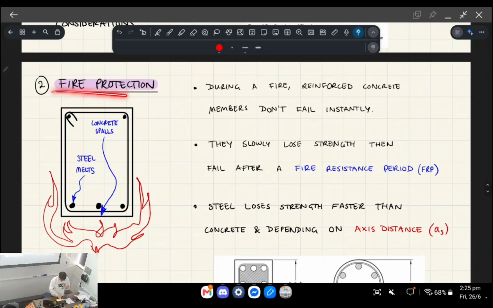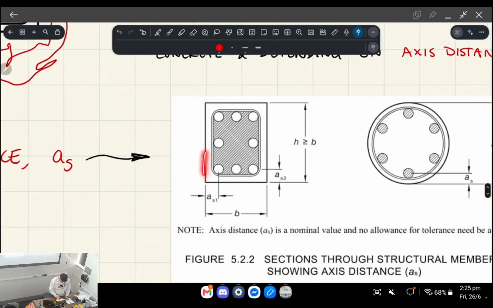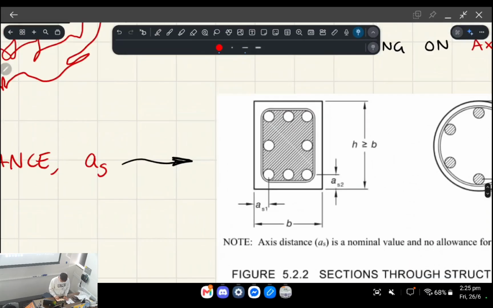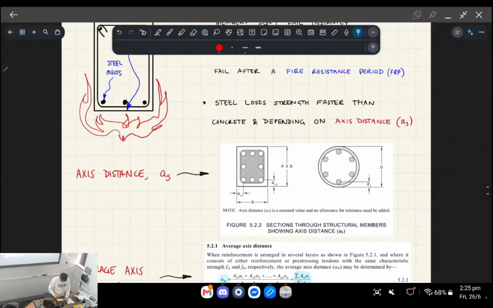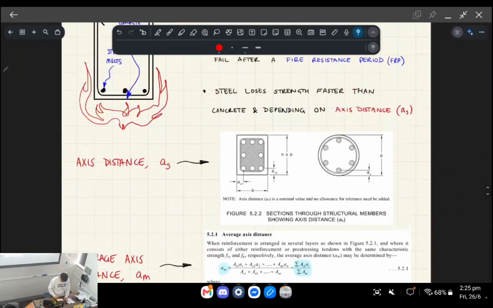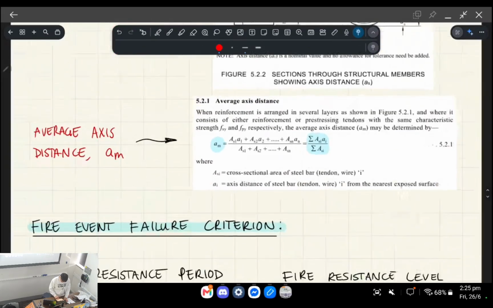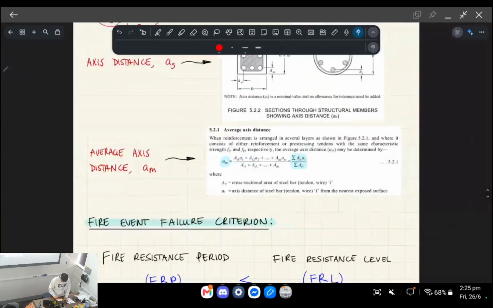Except for the fire protection part of the code, it doesn't directly tell you what cover you need. It tells you what axis distance you need. When I'm talking about axis distance, I'm talking about the distance from the edge of the beam or whatever to the middle of the longitudinal reinforcement, okay? So it will tell you some kind of axis distance instead of cover, but you can kind of translate one into the other. And I'm going to tell you about a fire resistance period in a second, okay? And you can find the average axis distance using an averaging formula, basically.